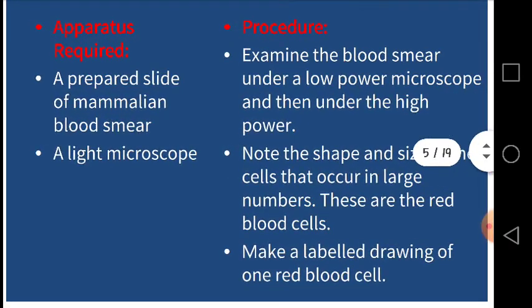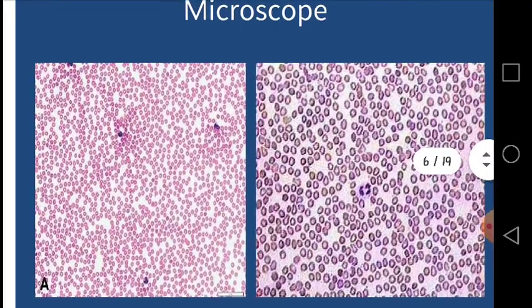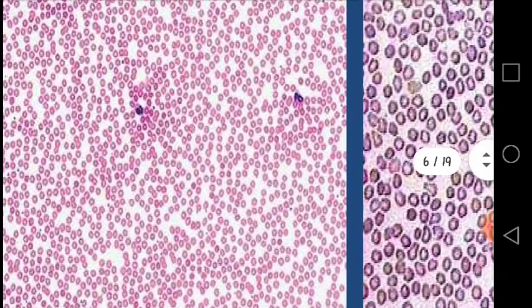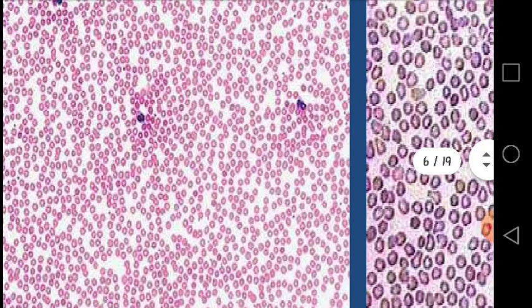So after following this procedure, you will observe the micrograph which I selected for you, the red blood cells and the white blood cells under low magnification. You can see these are the circular red dots. These are the red blood cells, and they are small. These are very small in size, and you can see some large dots which are darker than the red blood cells, and these are the white blood cells.